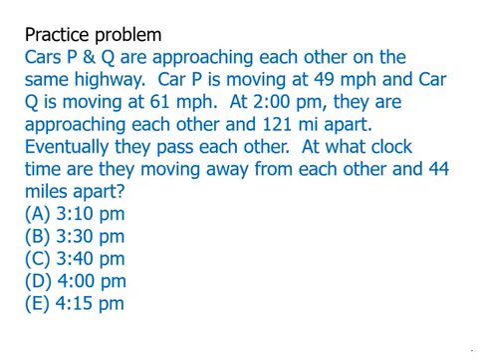Here's a tricky problem. Pause the video and then we'll talk about this. Cars P and Q are approaching each other on the same highway. Car P is moving at 49 miles an hour and car Q is moving at 61 miles an hour. So they're going in opposite directions. At 2 p.m., they're approaching each other and are 121 miles apart. Eventually they pass each other. At what clock time are they moving away from each other and are 44 miles apart?